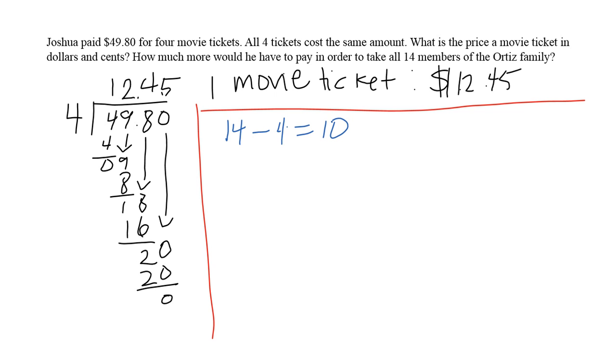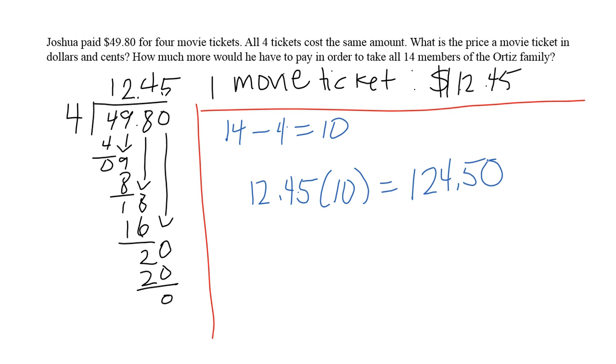Okay, and if it costs $12.45 for 1 movie ticket, we can just multiply $12.45 by 10. That will give us $124.50. Okay, so this is how much more he would have to pay to take the rest of the members of the Ortiz family. So our answer for the second part is $124.50.